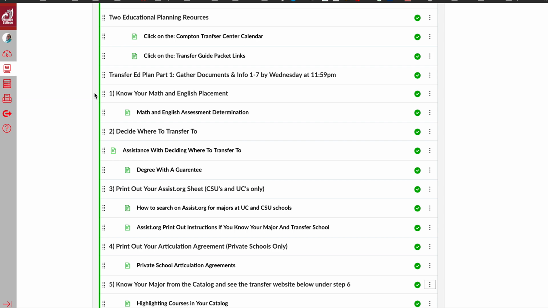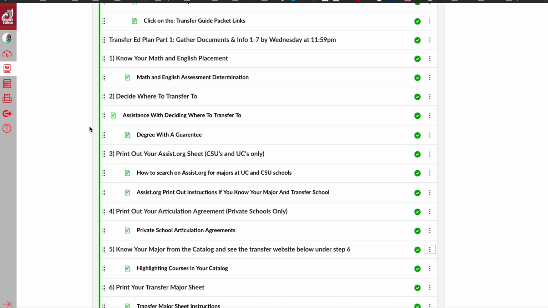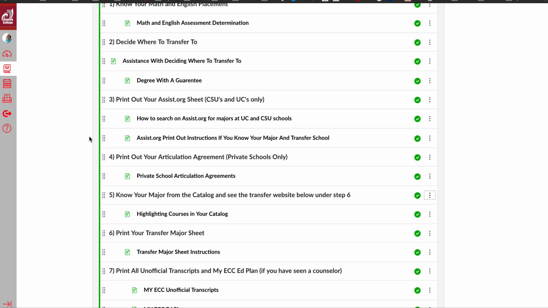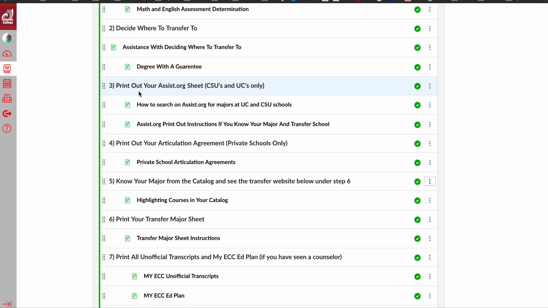So number one, you're going to know your math and English placement, and there's information on how to do that if you don't know offhand. And then number two, help deciding where to transfer to. The associate degree with a guarantee website can help you do that if you don't already know where you want to go. Number three, basically accessing your assist.org sheet that's going to have transfer major prep on it. Again, this is only for CSU and UC. It gives you instructions on how to do that in two different ways.